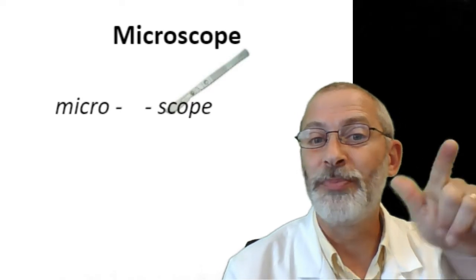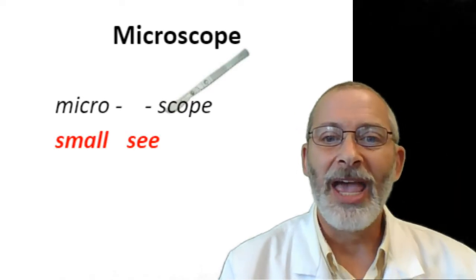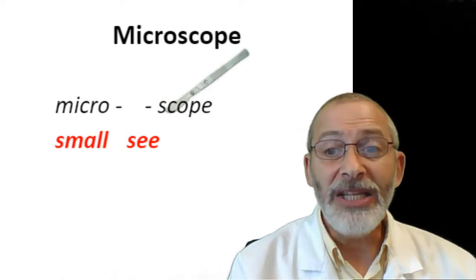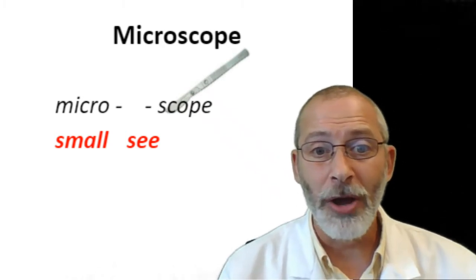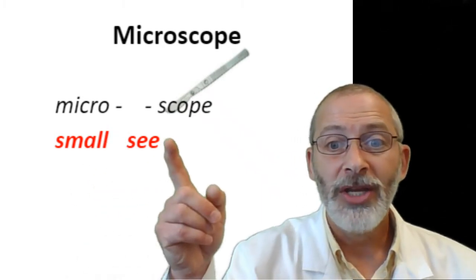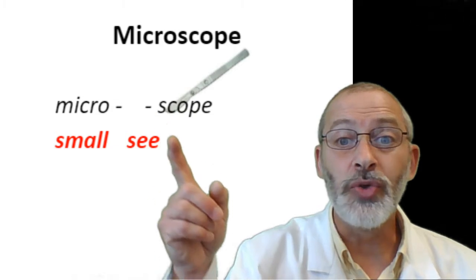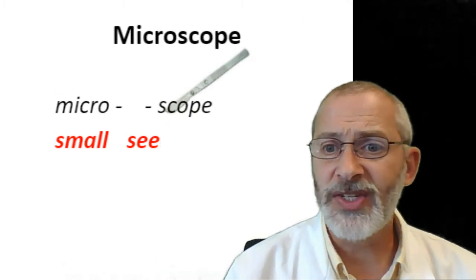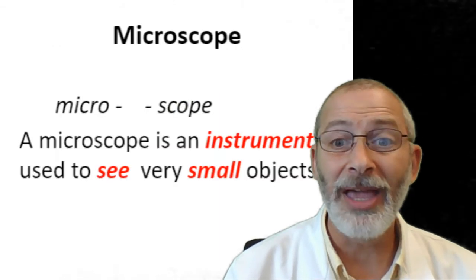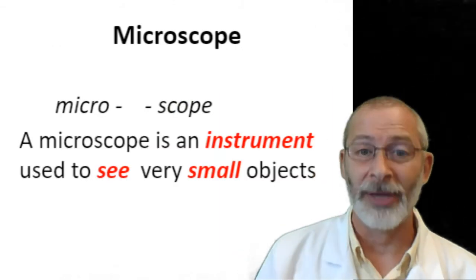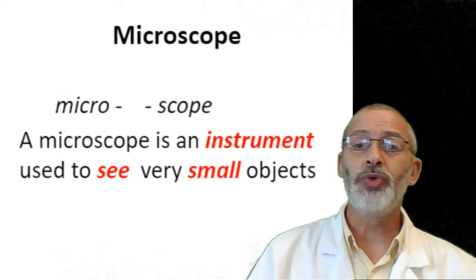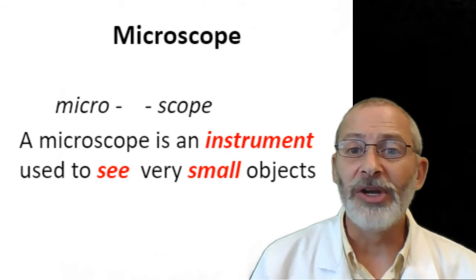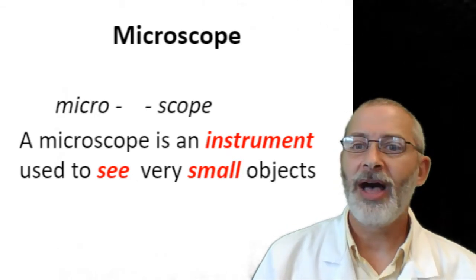All right, let's put them both together. And microscope literally means micro means small, scope means to see. So when we put them both together, small, see, well, what does that mean? Well, a microscope is an instrument used to see very small objects.